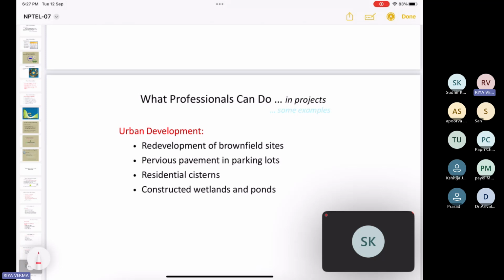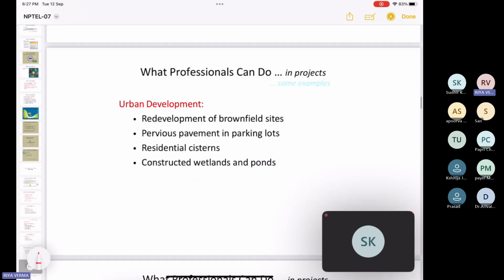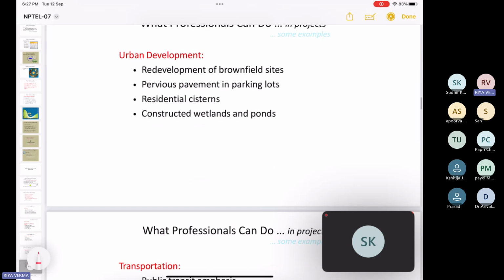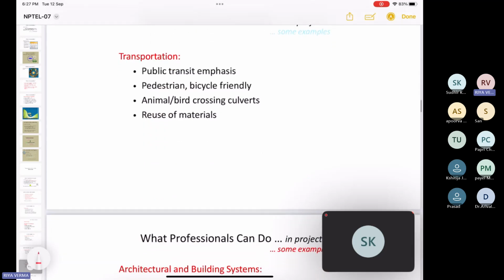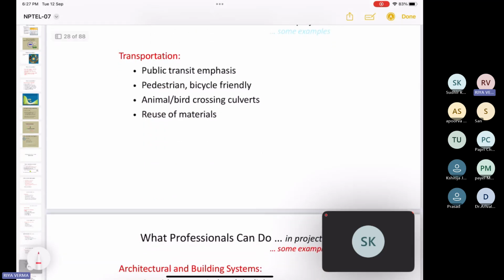After that, we can use residential cisterns or constructed wetlands and ponds, so that the problem of water scarcity can be managed. In transportation, what we can do is emphasize public transport instead of using private transports, like everyone using their own vehicle.